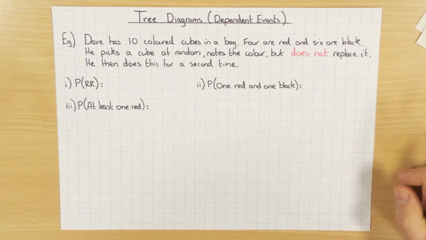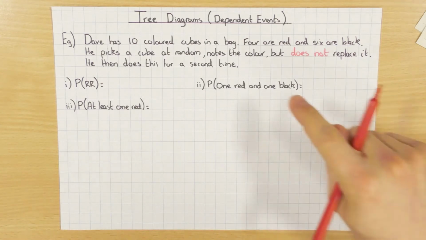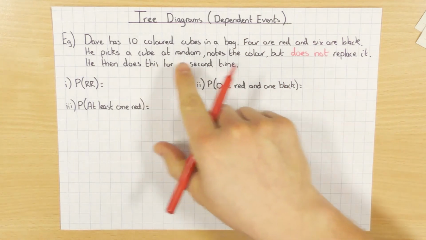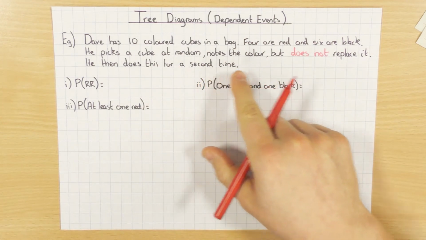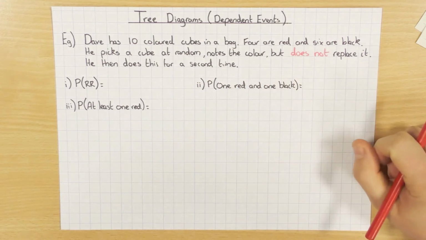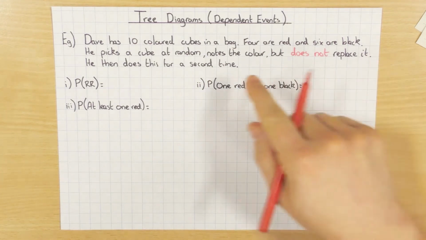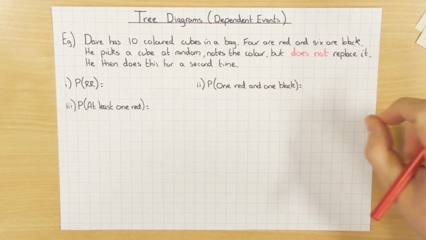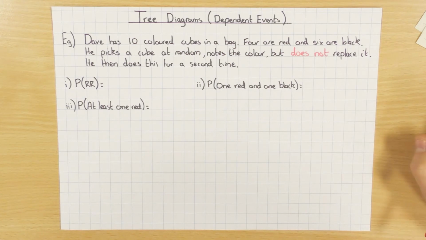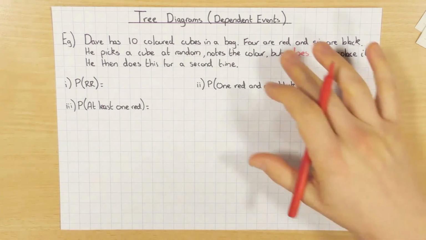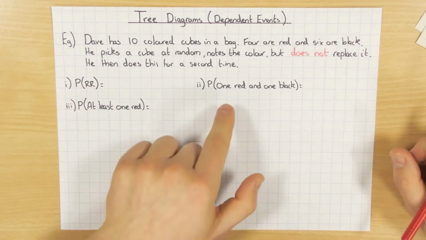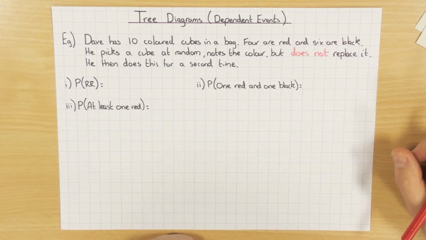So I deliberately chose this example, which is the same one I used for independent events, but in this case with the coloured cubes, and when he picks one at random, he does not replace it. This is why, when he picks the cube the first time and does not replace it, obviously when he does it a second time it will have an impact. So this is an example of a dependent event. But we can still draw a tree diagram and work out the probabilities of him picking a red, one red and one black, and then at least one red.